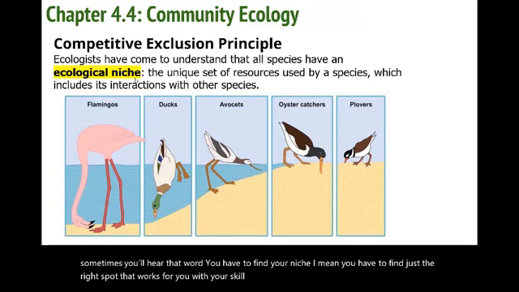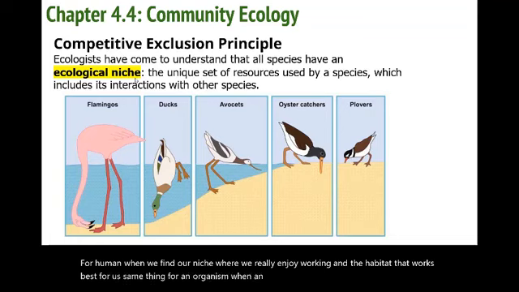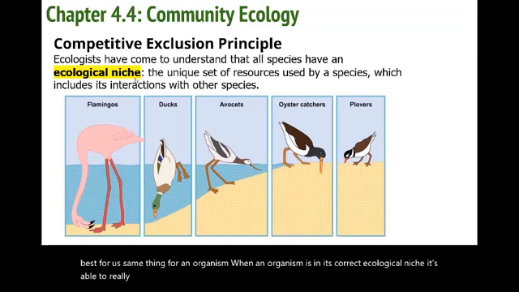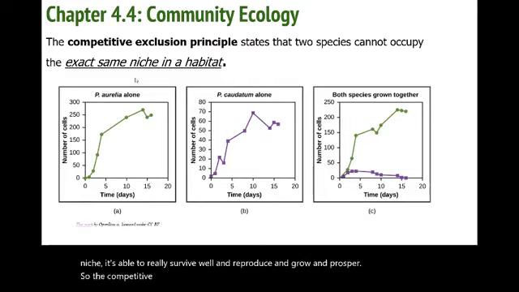So that can be really meaningful for a human when we find our niche where we really enjoy working in the habitat that works best for us. Same thing for an organism. When an organism is in its correct ecological niche, it's able to really survive well and reproduce and grow and prosper. So the competitive exclusion principle is basically saying that no two species can have the exact same niche, right?